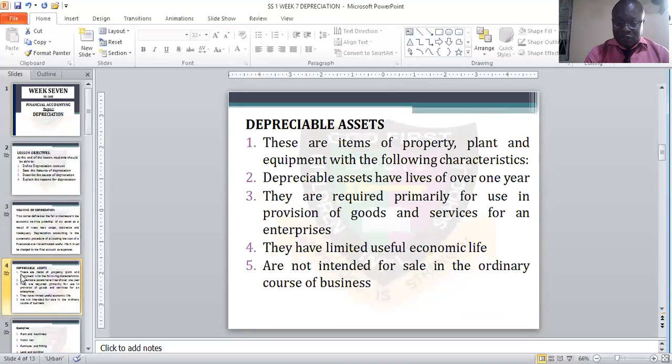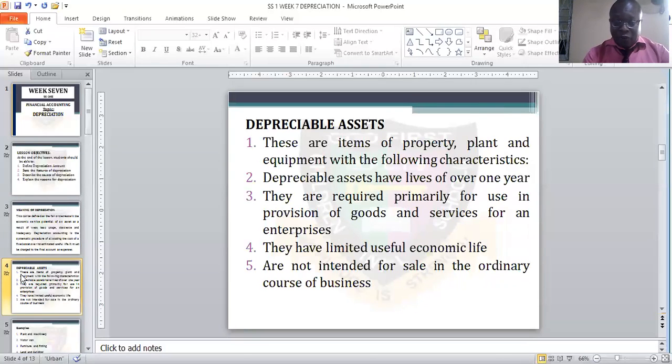Then depreciable assets have lives of over one year. So if it is more than one year, the asset will continue to depreciate. There's nothing you can do. The asset, maybe you call it land and building, property, freehold property, motor vehicle, motor van, freehold office equipment, all these can depreciate as time goes on.